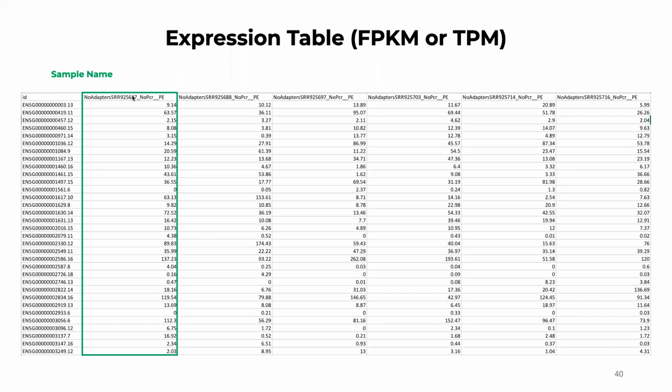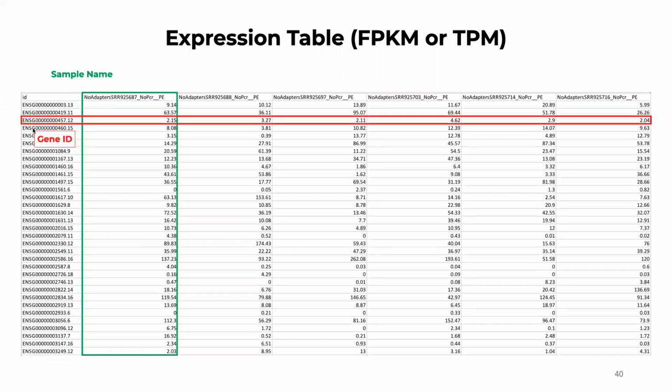Okay, so the sample name, a lot of times the sample includes the previous steps. For example, here you can see no adapters, right? That signifies that this was done with Trimmomatic. No PCR, so that means it was also processed with PCR clean. And you can also see that these are paired-end reads.